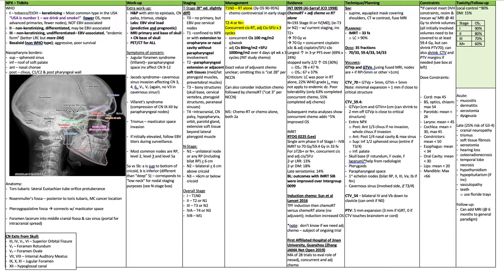Overall stage, T1 N0 is stage 1. T2 or N1 is stage 2. T3 or N2 is stage 3. T4 or N3 is stage 4A, and M1 is stage 4B. Easy way to remember this is pretty much the T stage corresponds to the overall stage, and then the nodal stage starts at 2 and goes up to 4A.